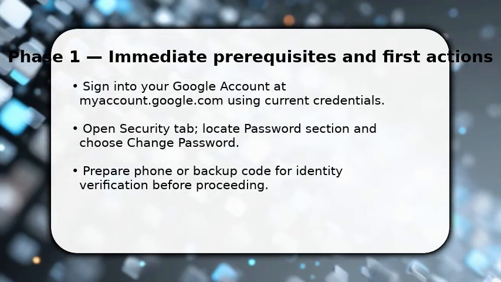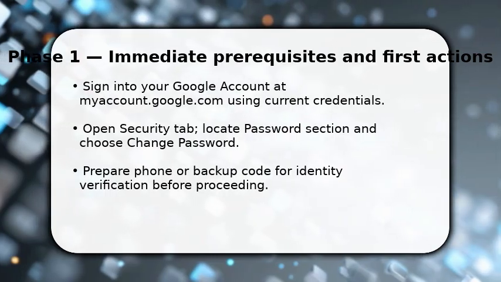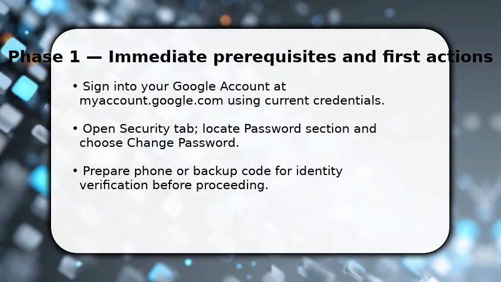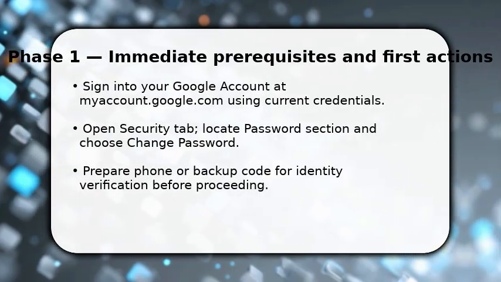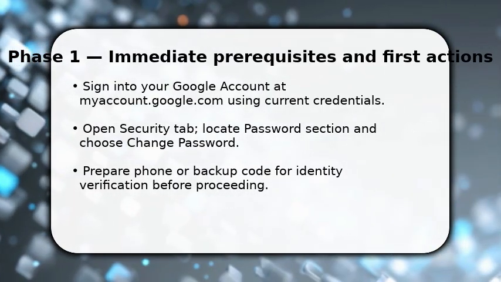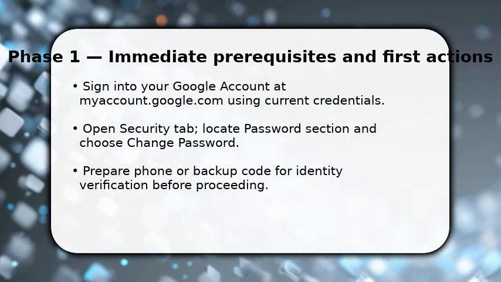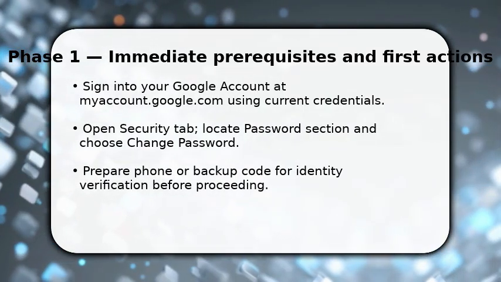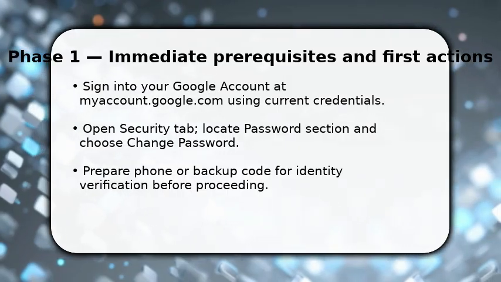You begin by signing into your Google account. Go straight to My Account. Google.com. Once there, open the Security tab and find the password area. You must verify identity, enter your current password, and be ready to use your phone or a backup code because Google will confirm it's you. This first step prevents lockouts and protects recovery options.